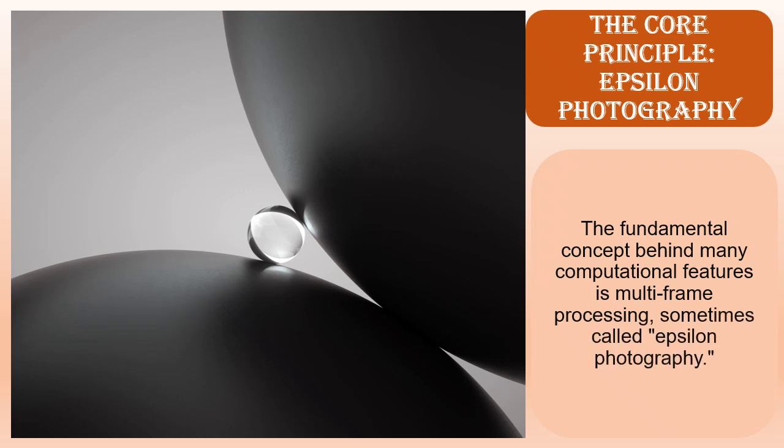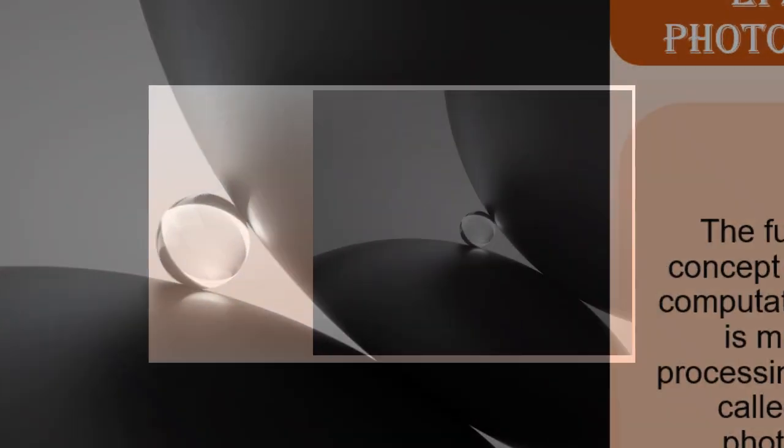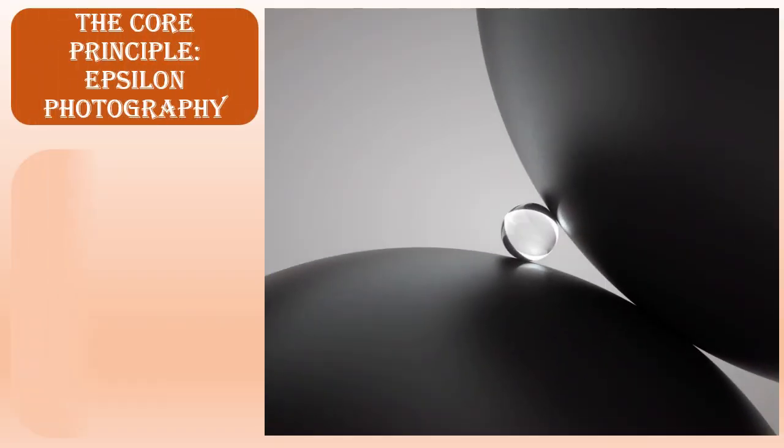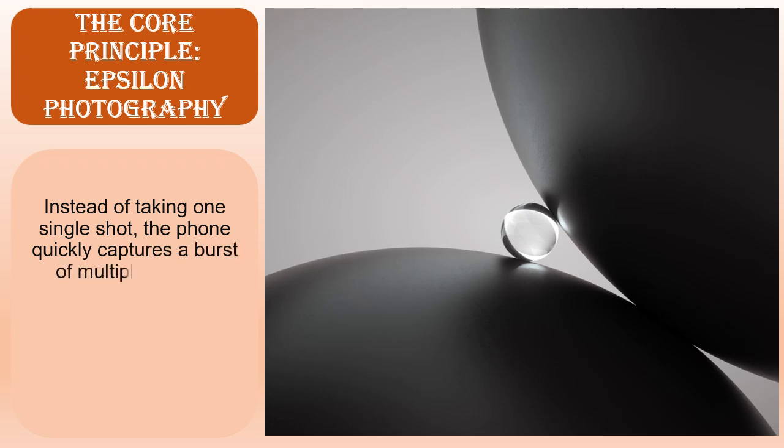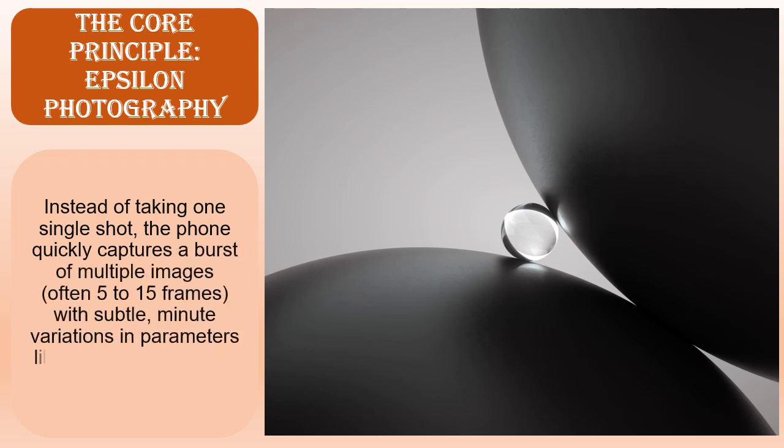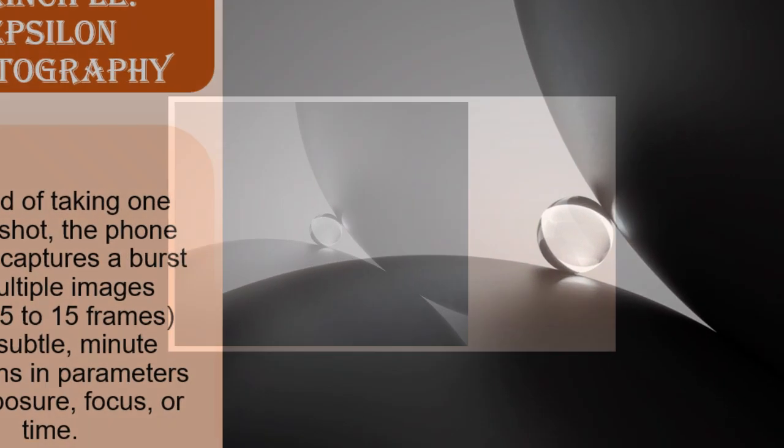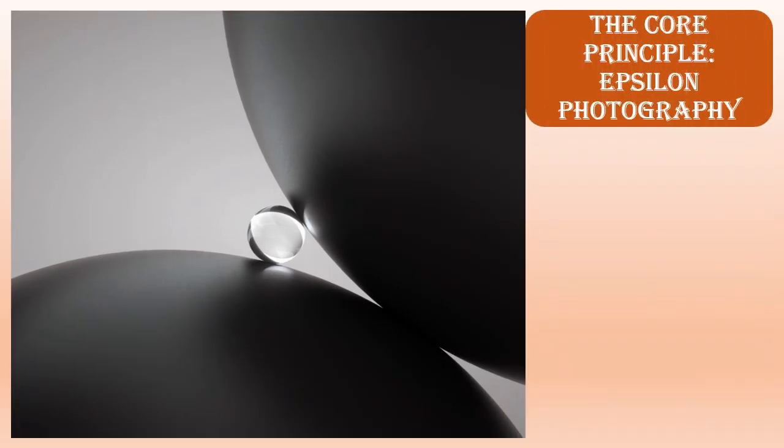Instead of taking one single shot, the phone quickly captures a burst of multiple images, often 5 to 15 frames, with subtle, minute variations in parameters like exposure, focus, or time. The phone's powerful system on a chip, SoC, then aligns, analyzes, and merges these frames into a single final image.